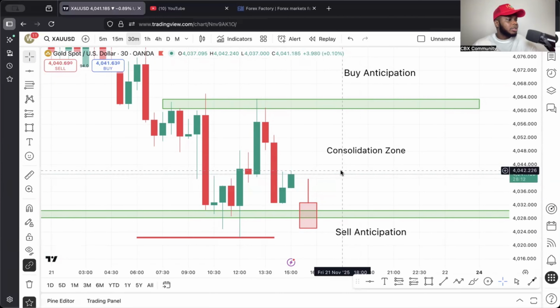I'm just looking at my other screen just for us to have an idea what the market structure is saying.